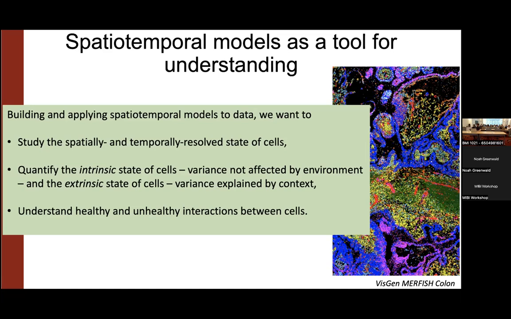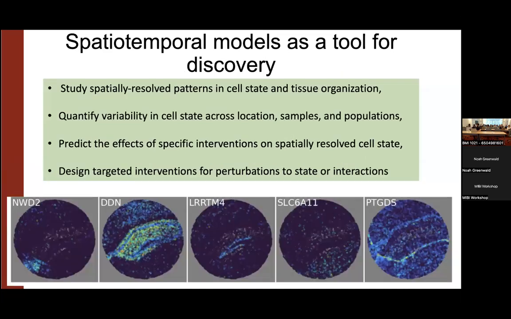Very importantly, I want to understand the healthy and unhealthy interactions between cells. So to do this, I'm trying to develop four different types of models, and you're going to see examples of all four of these today in the two examples of methods I'm going to talk to you about. So the first thing I'm interested in doing is studying the spatially resolved patterns in cell state and tissue organization, right? I just want to model cell state, and model what tissues look like.